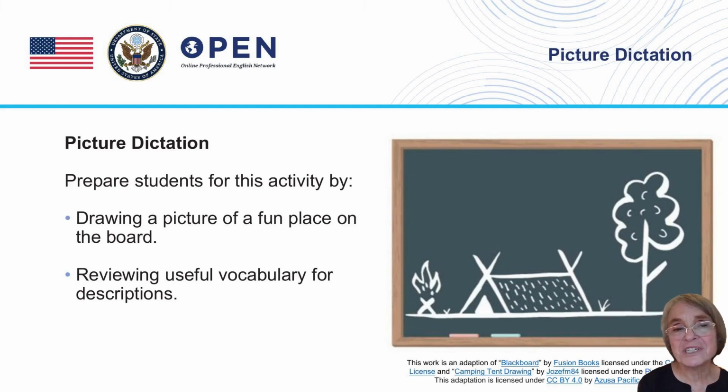One more information gap activity is picture dictation. To prepare students for this activity, draw a picture on the board of a sight or scene that expresses happy imagination. For example, the perfect place for a vacation, a great recreation or game room, the floor plan of your dream house. Review useful vocabulary for describing the picture.